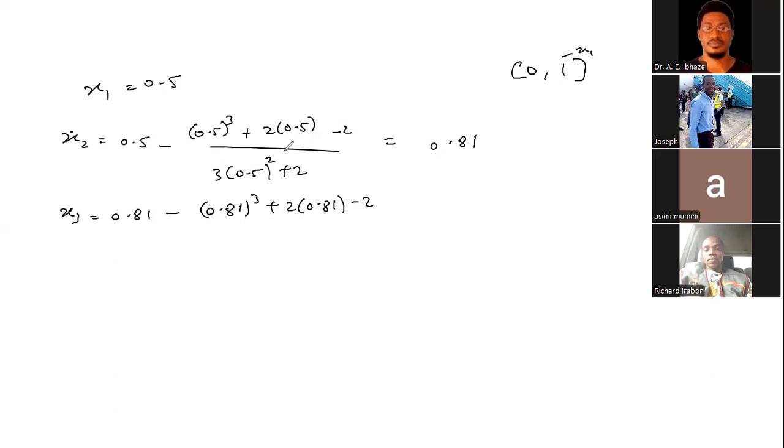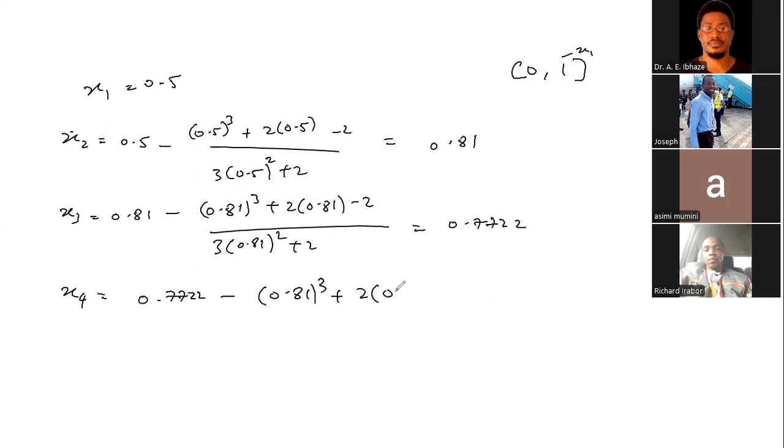That's true. Now, by the time we figure this out, you solve that and let's see if we are consistent. Then this will be 3 into bracket 0.81 squared plus 2. And then this should give us for x3, 0.7722. And then for x4, we have 0.7722 minus 0.81 cubed plus 2 into bracket 0.81 minus 2 over 3 times 0.67, sorry.